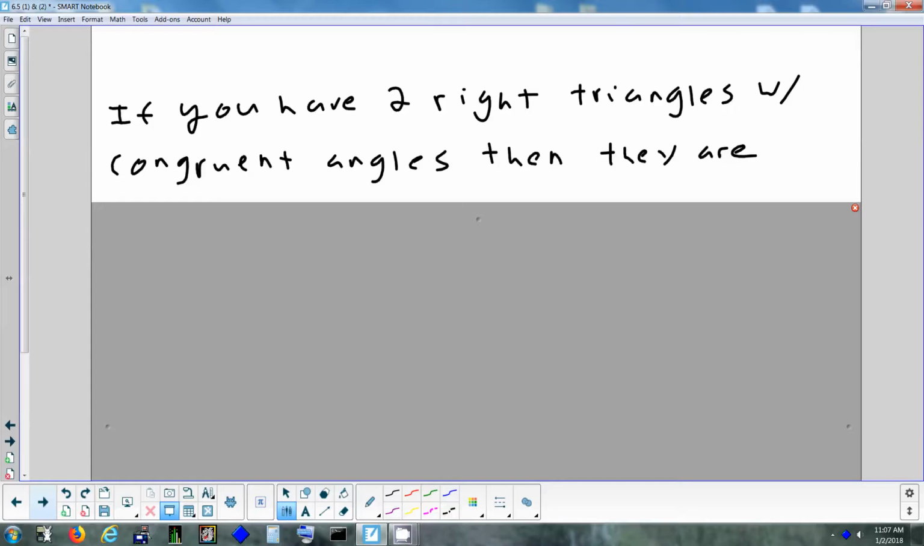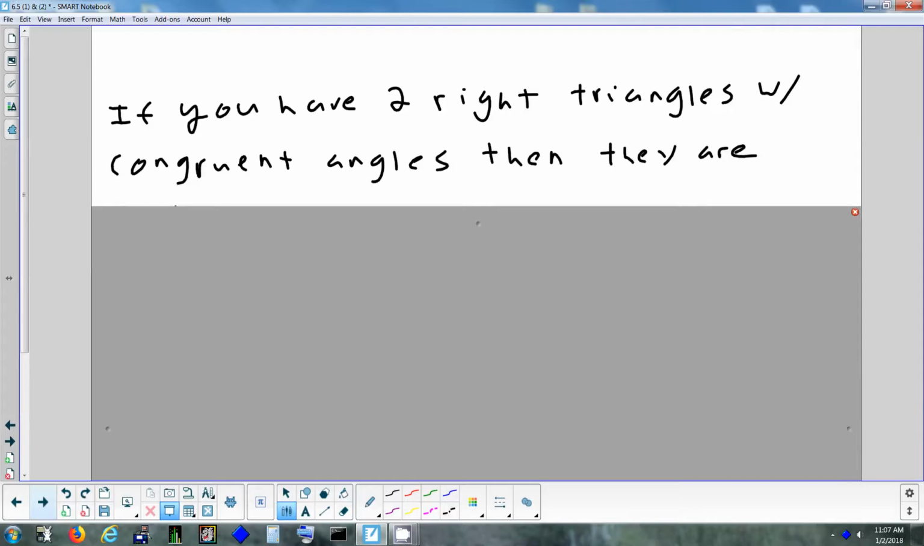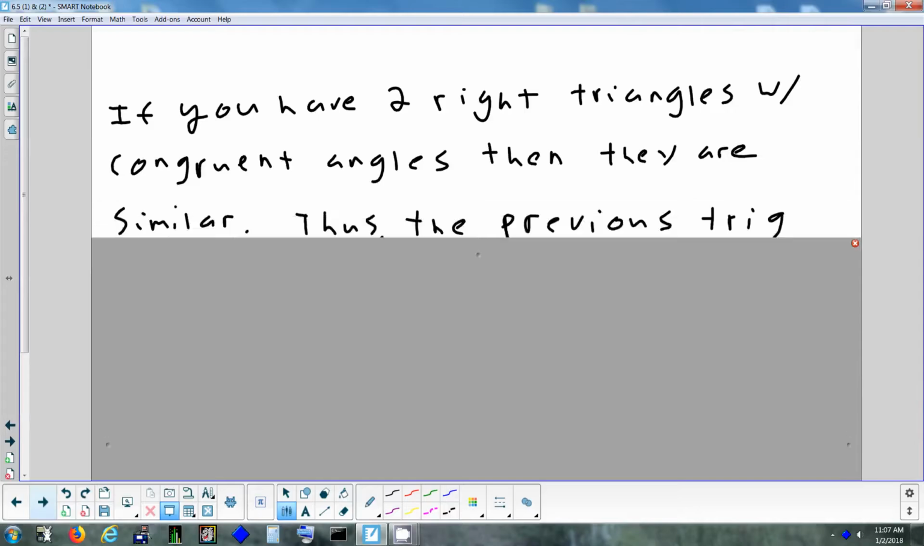All right, so let's suppose we had two right triangles, and the angles are the same. Does that mean that they are exactly the same size? No. They could be similar, but they could be different sizes. That's important to understand: if I have a triangle with a 45, a 45, and a 90, and you ask me how big is it, well, it could be any size you want.